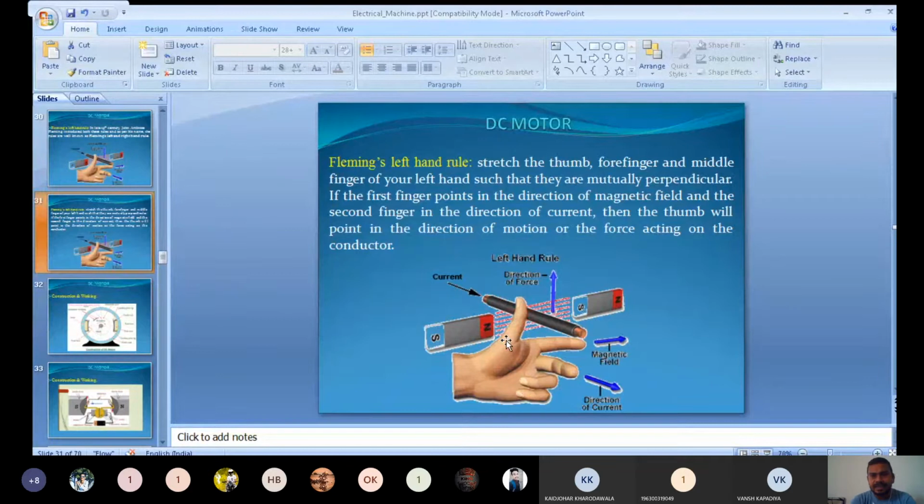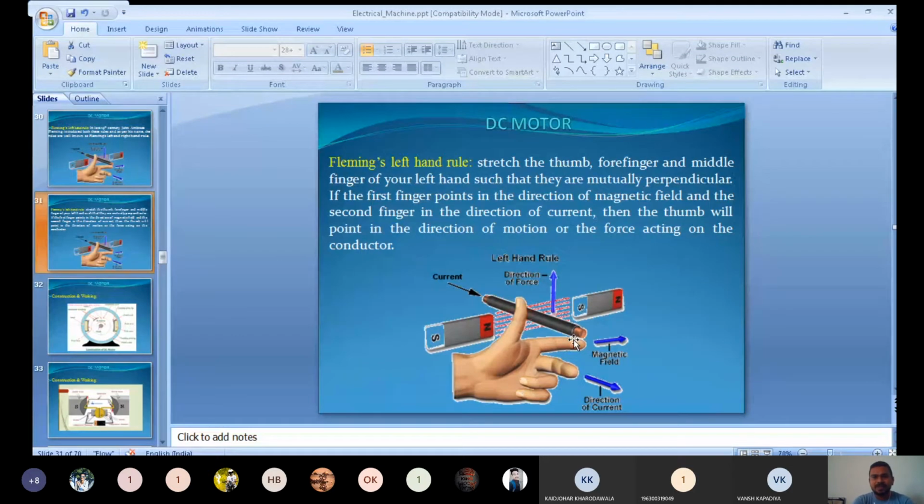So our condition is satisfied. Which condition? Stretch out your first finger, second finger and thumb in such a way that all three become mutually perpendicular to each other. If the first finger represents the direction of magnetic field and the second finger represents the direction of current, then the thumb represents the direction of motion, or the force acting on the conductor. This is Fleming's left hand rule.